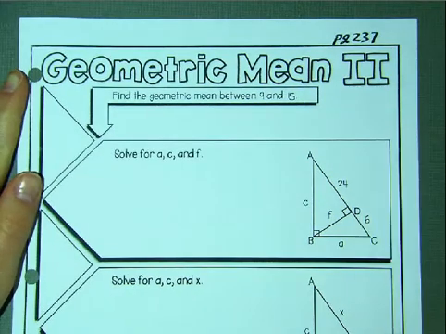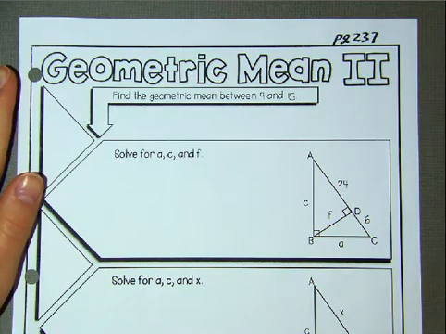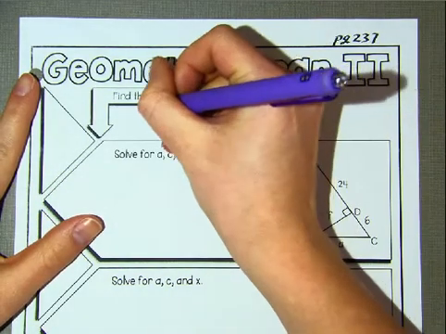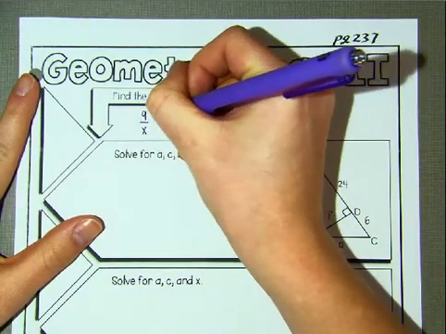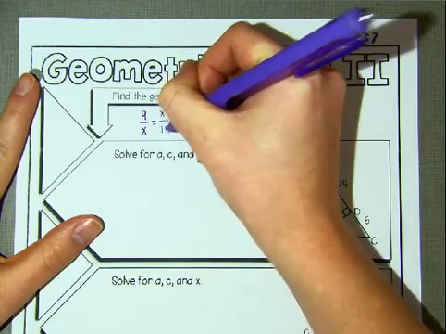So first, we're just going to start by looking at how to find the geometric mean of two numbers. So they ask us to find the geometric mean between 9 and 15. So how we're going to set this up is we're going to put the smaller number, 9, over x, is equal to x over the greater number.